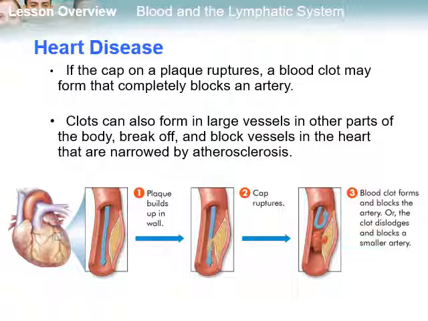The diagram right here illustrates how atherosclerosis leads to heart disease. Step number 1. Plaque builds up in coronary artery walls. Step number 2. The cap ruptures. And finally, a blood clot forms and blocks the coronary arteries, or the clot dislodges and blocks a smaller artery, which are coronary arterioles, that in turn lead to shortage of nutrients and oxygen to the cardiac muscles.